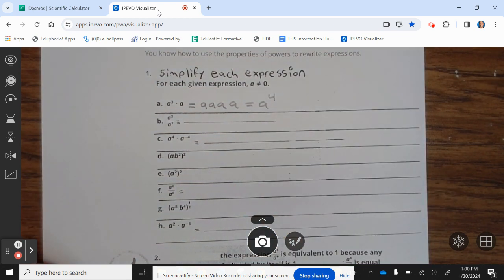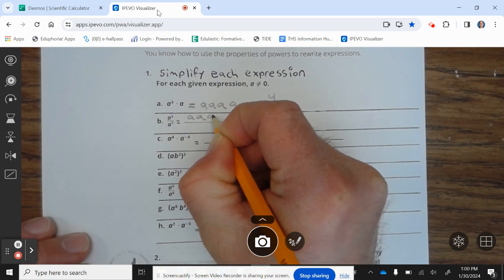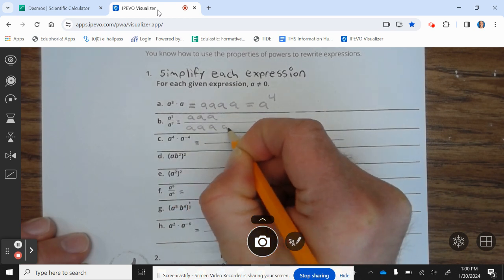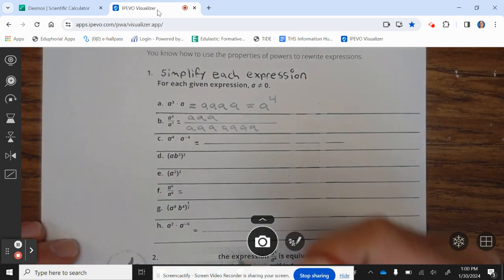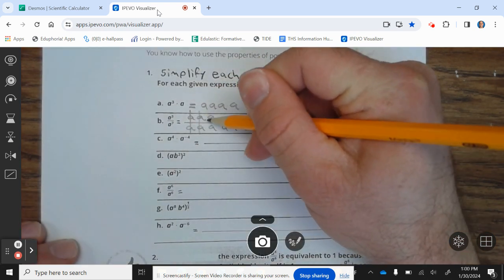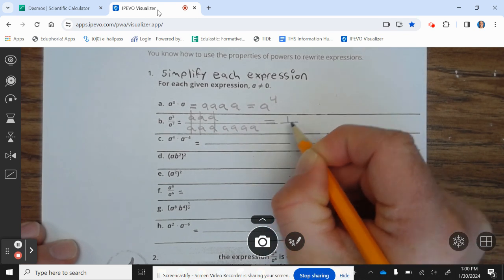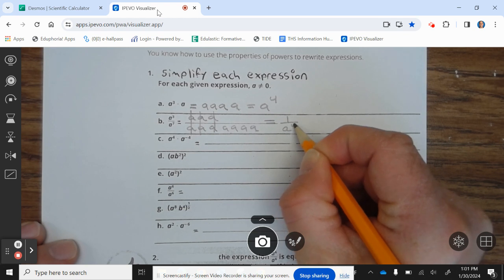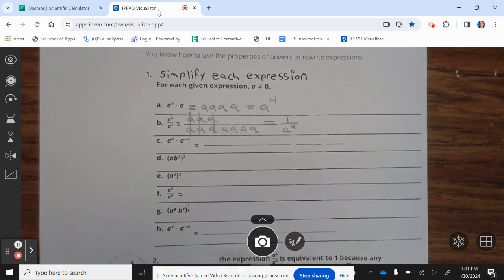All right, b. So we have a cubed in the numerator, so that's 1, 2, 3, and then 7 a's in the denominator. 1, 2, 3, 4, 5, 6, 7. Now, anything divided by itself is 1, so this is 1, 1, 1. So you're left with 1 divided by 1, 2, 3, 4, a to the 4th. Okay, go and finish up b.